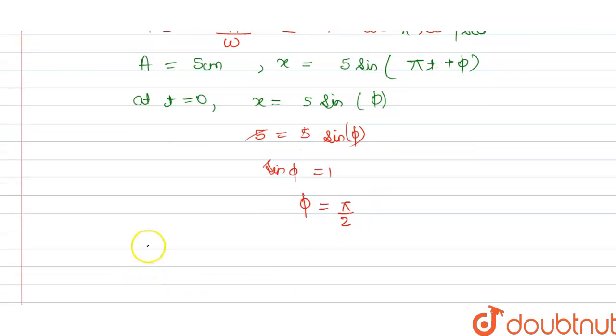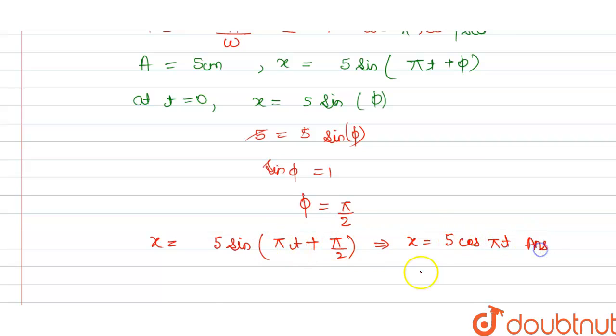So now we can write the expression for the displacement as 5 sine(pi t plus pi by 2). So from this we get x equals 5 sine, as sine(90 plus theta) is converted into cos theta. So this is x equals 5 cos pi t, and this is the answer for the question.